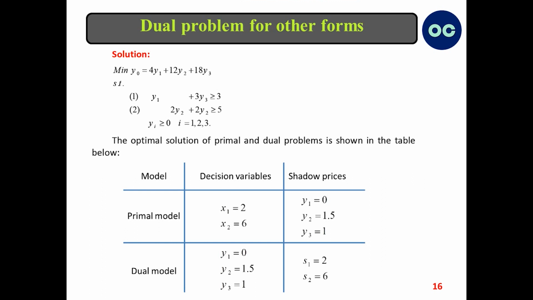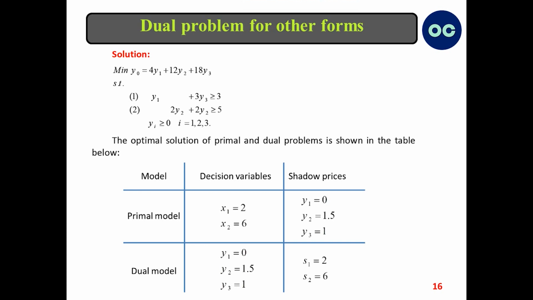The shadow price of the constraint in the primal model is equal to the optimal value of the variable in the dual model. Similarly, the optimal value of the variable in the primal model is equal to the shadow price in the dual model. So this is a very important point that we know as duality theory.